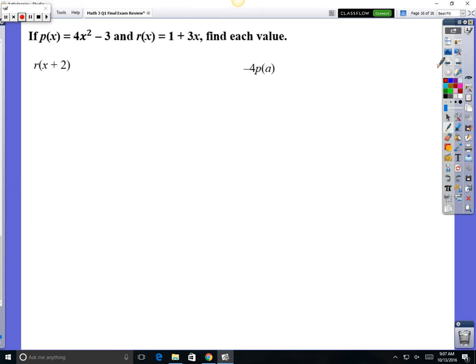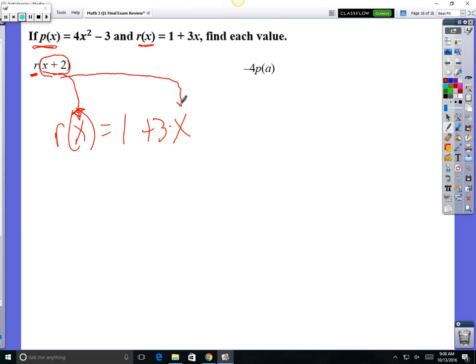And the last question. Okay, you've got two functions. You've got p and you've got r. This one they want you to focus on r. So here we go. r of x is equal to 1 plus 3 times x. And they want you to plug x plus 2 into r. So put that in for that x, and put it in for that x.